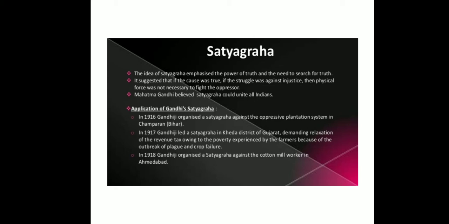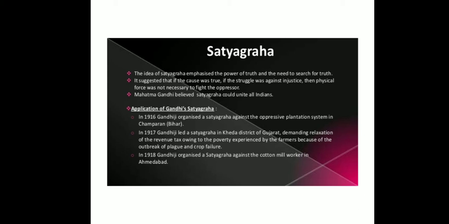Now, after that, we have the application of Gandhiji's Satyagraha. That means in 1916, Gandhiji organized a Satyagraha against the oppressive plantation system in Champaran. In 1917, Gandhiji led a Satyagraha in Kheda, a district of Gujarat, demanding relaxation of the revenue tax owing to the poverty experienced by farmers because of the outbreak of plague and crop failure.